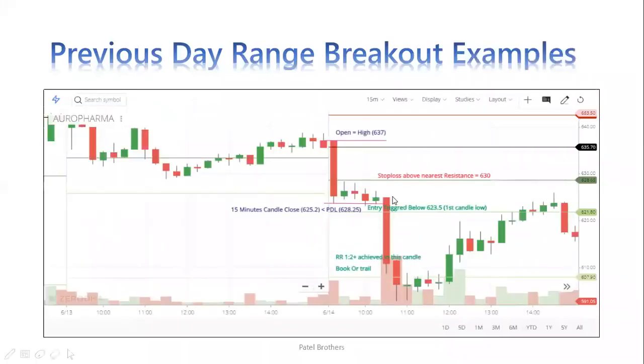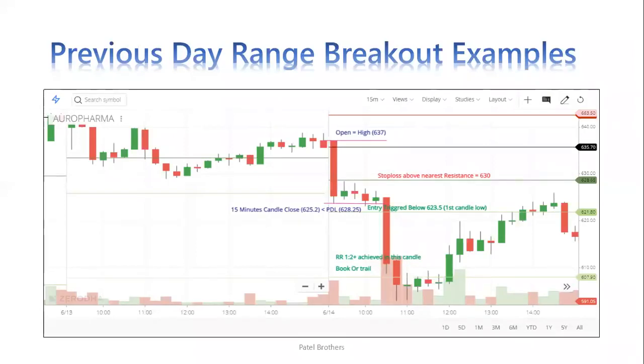Here you can see that this is Aurobindo Pharma. I have taken this trade and posted it on Twitter as well. Here open is equal to high, which was 637 and 637. This was not an out-of-range opening; that is the only difference. It opened within the previous day's range, but the first 15 minutes closing is below the previous day's low. Previous day's low was 628.25 and the first 15 minutes candle closed at 625.2, which is less than the previous day's low. So we'll enter just below the low of that candle.